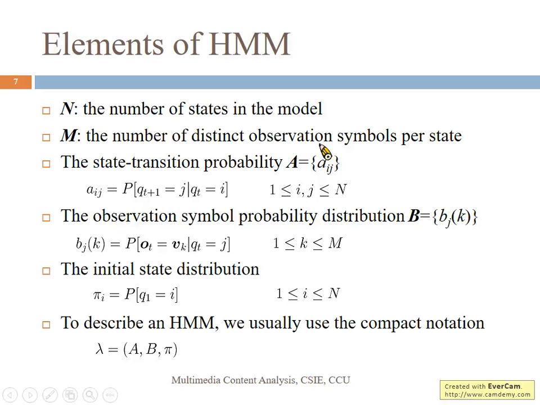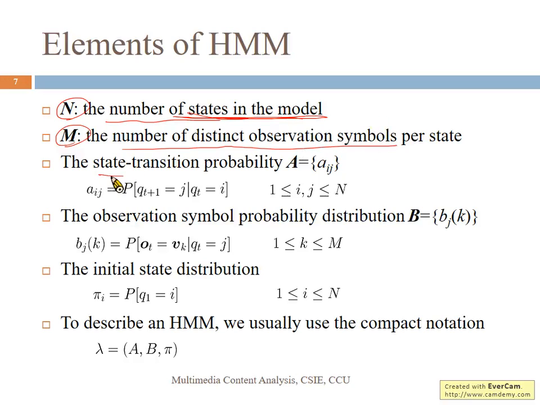Now you have the idea of hidden Markov model, why we call it hidden. So how can we systematically describe a hidden Markov model? There are a few basic elements. The first element is the number of states in the model. So to define a hidden Markov model, we have to define the number of states. And then for each state, the number of distinct observation symbols is M. Like the example we said before, for each state, the observation is head or tail in that case.